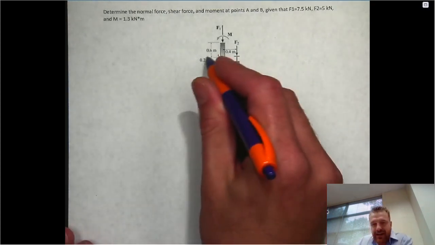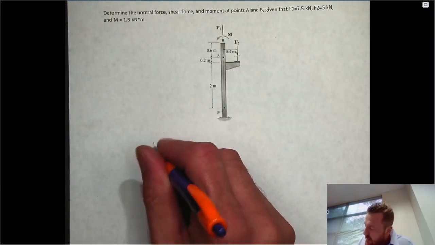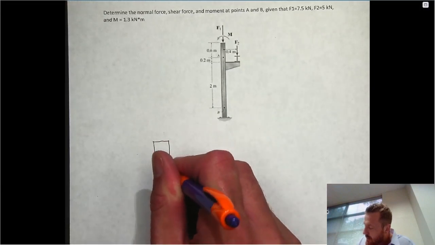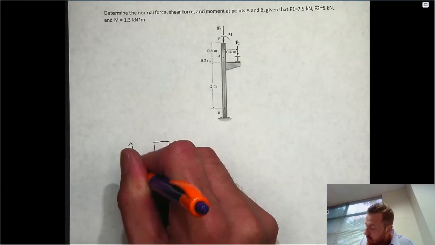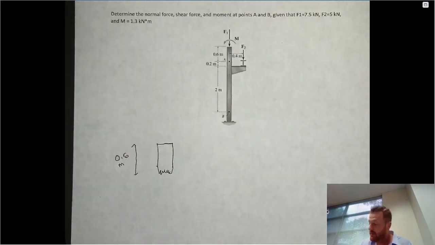So what I'm going to do is divide this column at point A into an upper and lower half, and I'm just going to draw the free body diagram of the upper half for now. And we'll talk about why that is in a minute. So if I segmented point A, which is 0.6 meters down, I don't know if I'll need that geometrical information or not. We'll see here in a minute.